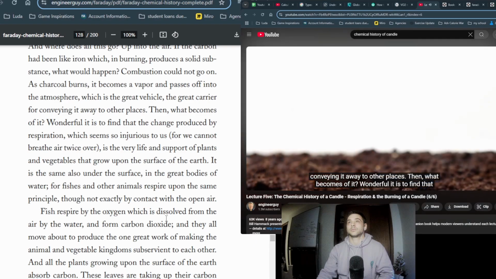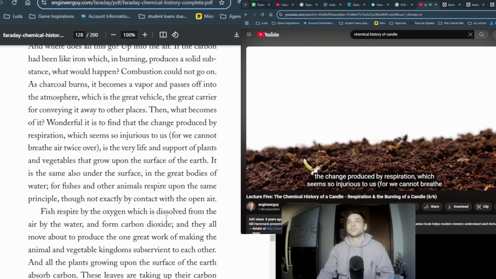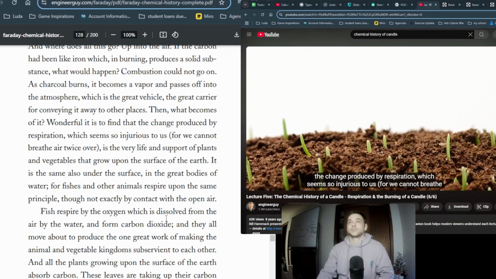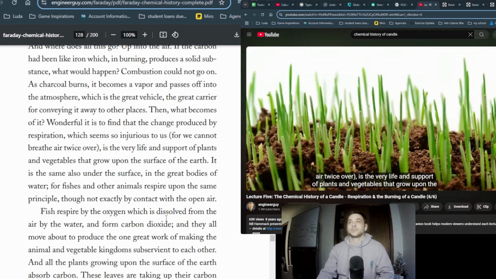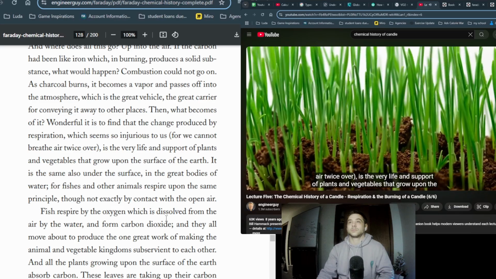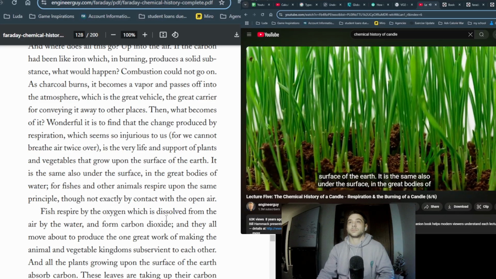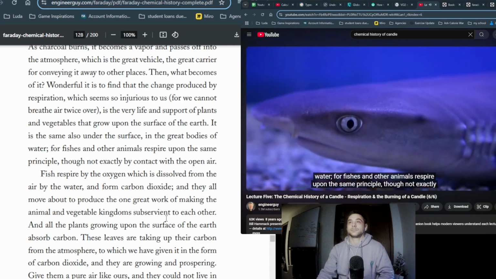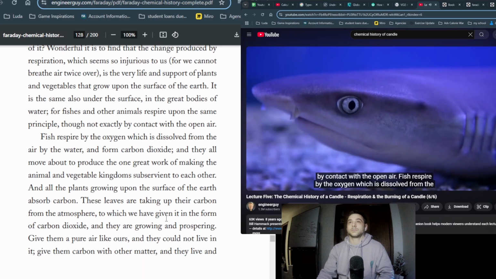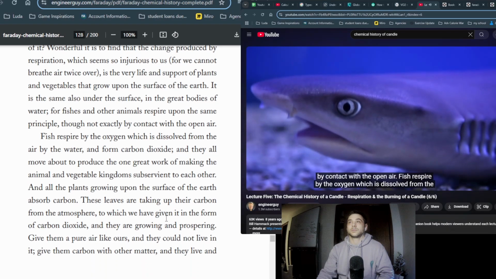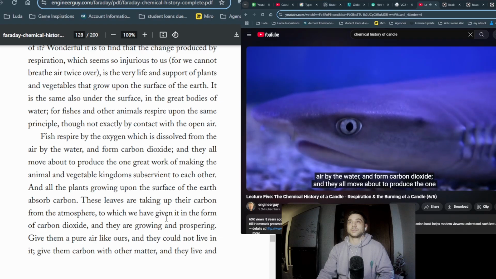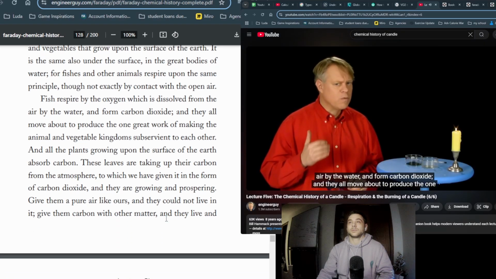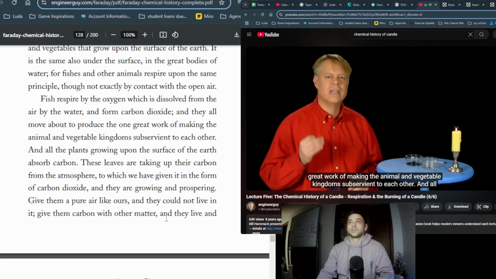Then what becomes of it? Wonderful it is to find the change produced by respiration, which seems so injurious to us, for we cannot breathe air twice over, is the very life and support of plants and vegetables that grow upon the surface of the earth. It is the same also under the surface, in the great bodies of water. For fishes and other animals respire upon the same principle, though not exactly by contact with the open air. Fish respire by the oxygen, which is dissolved from the air by the water and form carbon dioxide. And they all move about to produce the one great work of making the animal and vegetable kingdom subservient to each other.